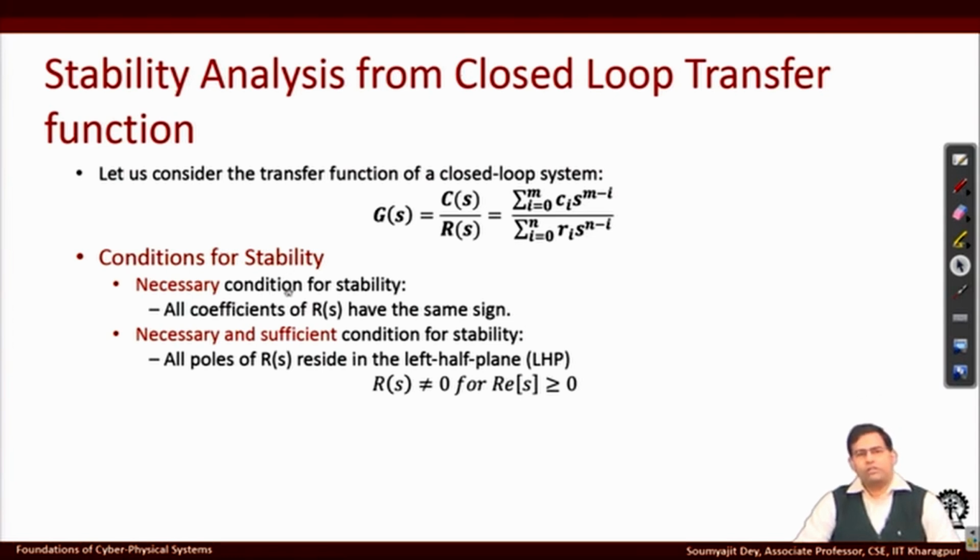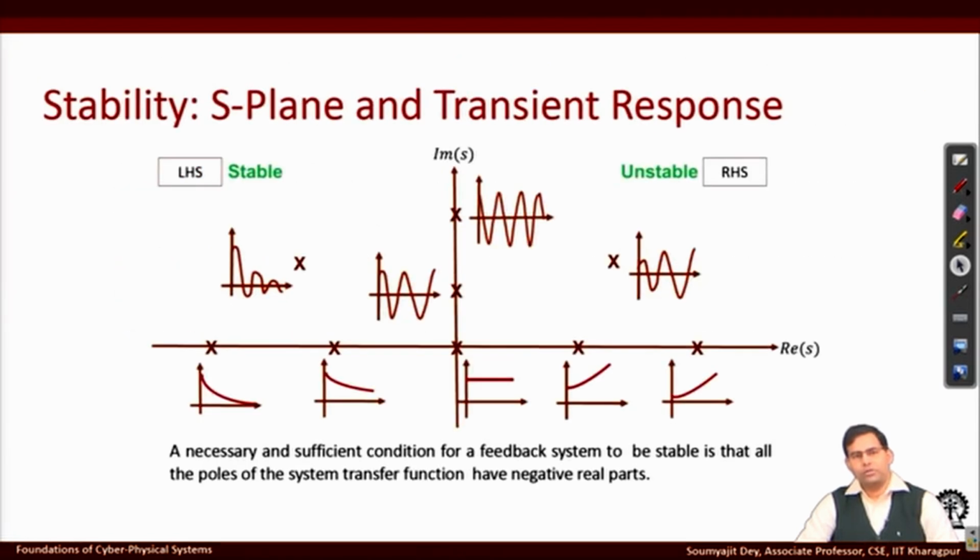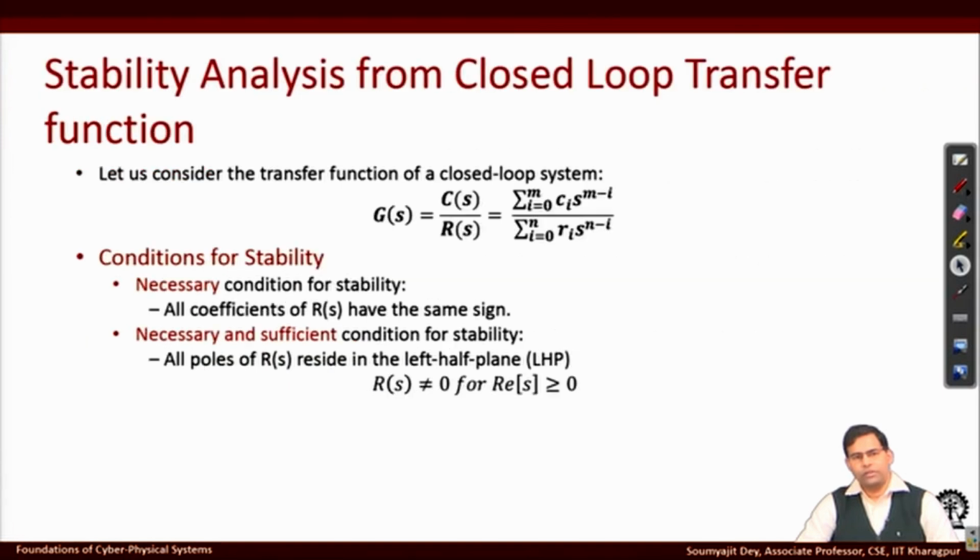So, the necessary condition for stability is that all coefficients of the denominator have the same sign, but look, this is a necessary condition, it is not the sufficient condition. The necessary and sufficient condition is that all poles that we get from this denominator are located on the left half plane. That is what we discussed. If you have this satisfied, then you have the system as stable, and we have also already analyzed this based on these few examples of pole positions and all that.